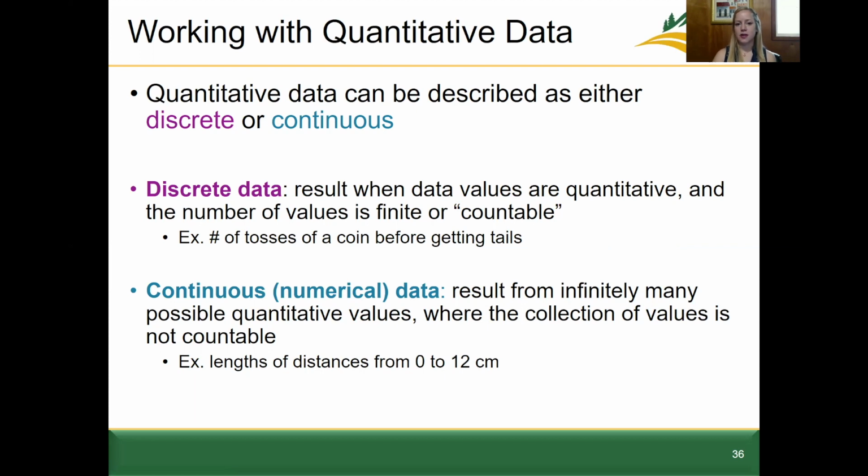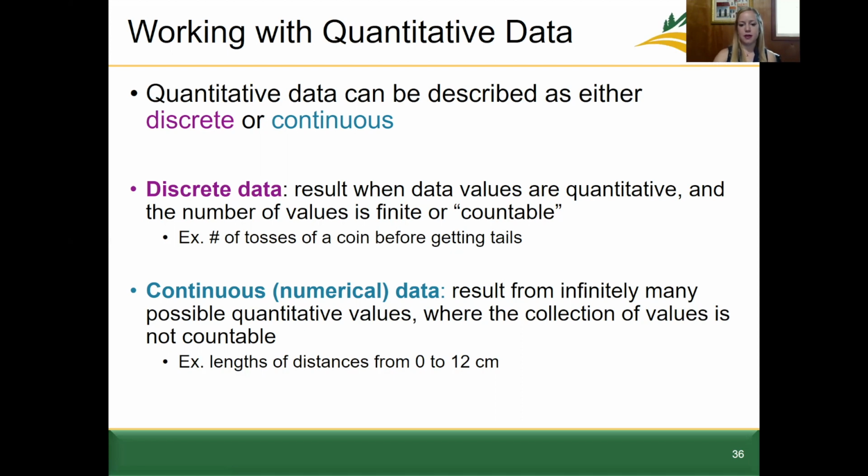You can toss the coin once, twice, 3 times, 4 times, 5 times, and you have these discrete values of 1, 2, 3, 4, 5. So that's discrete data. It's countable, it's finite. And then for continuous data, this is the result from infinitely many possible quantitative values, where the collection of values is not countable. So if we were saying the lengths of distances from 0 to 12 centimeters, it's all of these lengths in between. It's a continuous scale of all the lengths between 0 and 12 centimeters, for example.